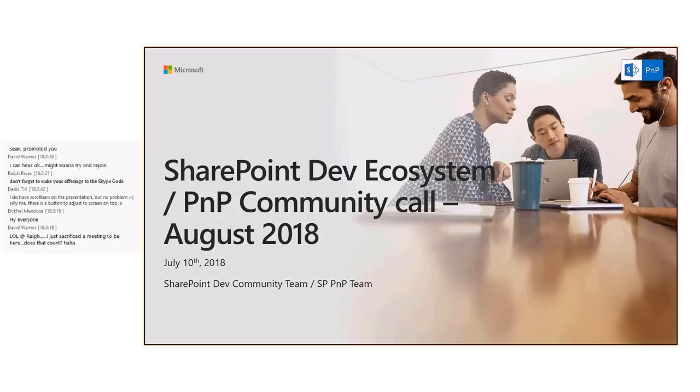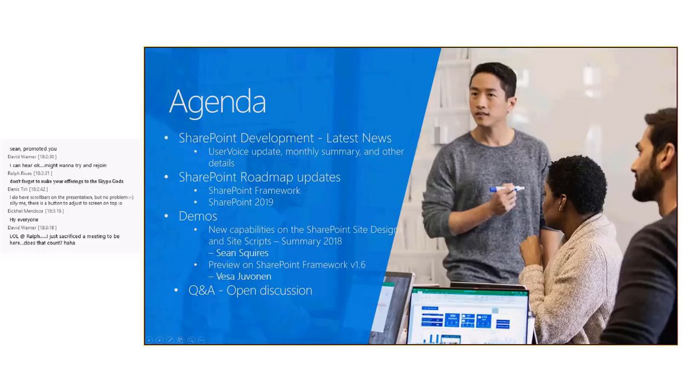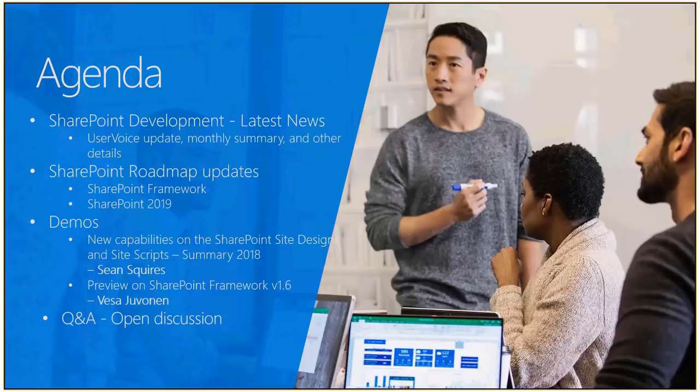We're going to talk about updates related to UserVoice, the monthly summary, and other details of what has happened within the last month. Then we're going to have a look at the SharePoint roadmap, so what's actually happening within the short time frame. Right now, we're not predicting anything after Ignite. Ignite, or right after Ignite, is our prediction endpoint for the time being. Let's talk about that when we get to that section.